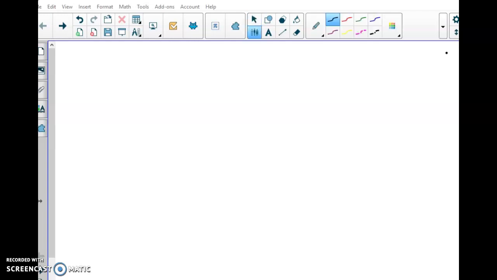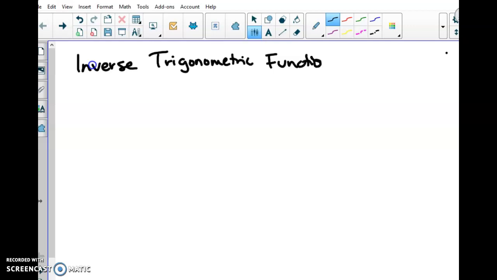Sometimes with trigonometric functions, we need to find the angle measure based on our triangle and whatnot. So what we're going to use is the inverse of our trig functions. We're going to be looking at those different inverse trig functions, specifically sine, cosine, and tangent.